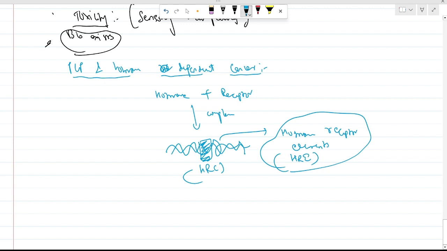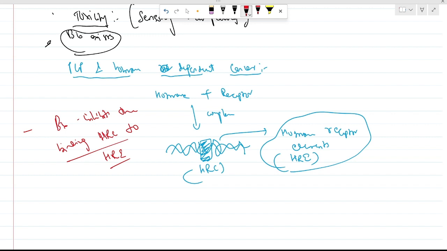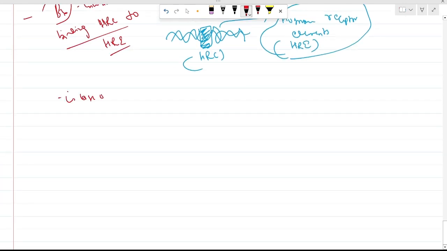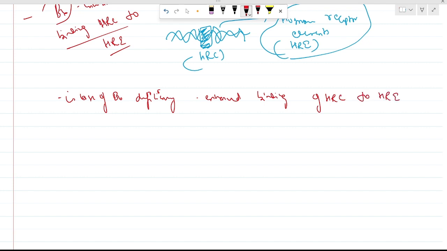This B6 inhibits the binding of HRC, hormone receptor complex, to hormone receptor elements. This is the function of B6 there. So in case of B6 deficiency, there is enhanced binding of hormone receptor complex to hormone receptor elements.